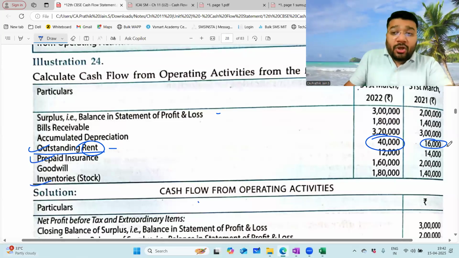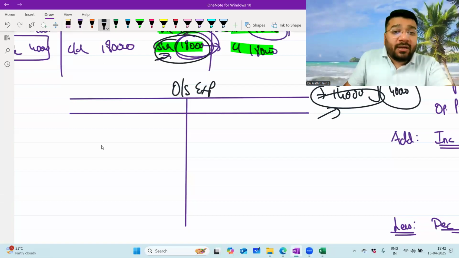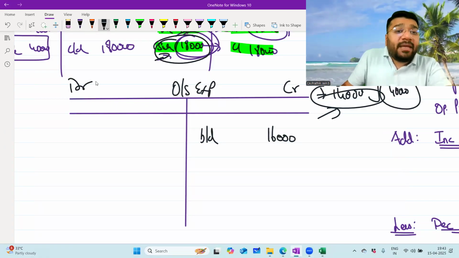In the future. So the 16,000 rupees is the closing balance of the last year, which is the opening balance of current year. So balance brought on how much? 16,000 on credit side. All the liability will have the credit balance. Opening coming on the credit side.